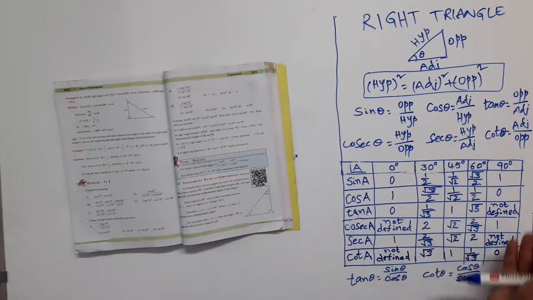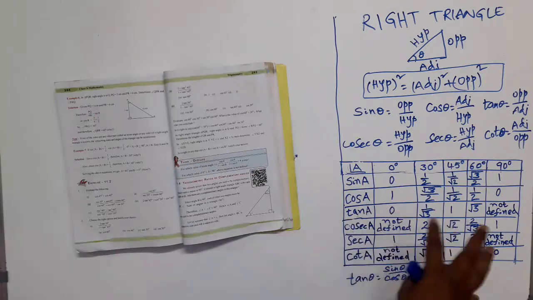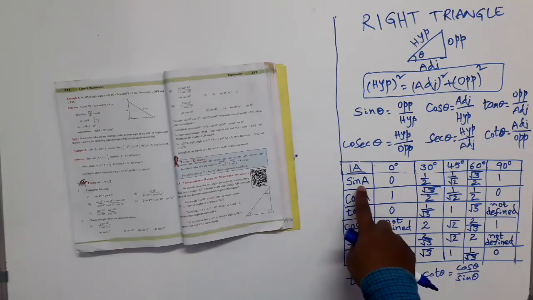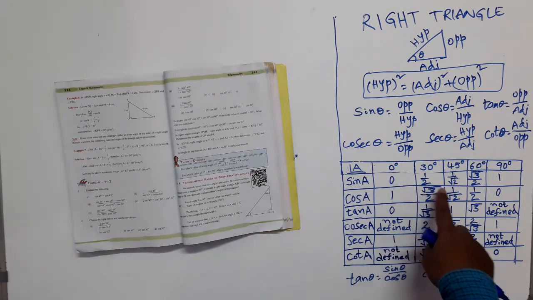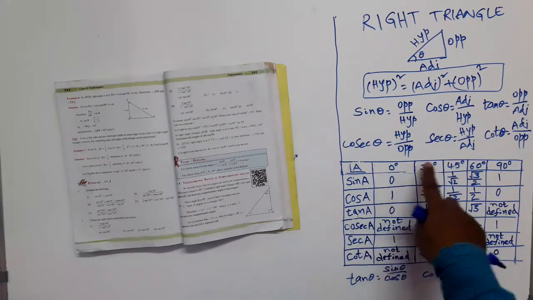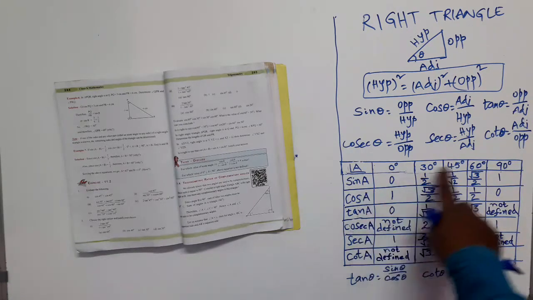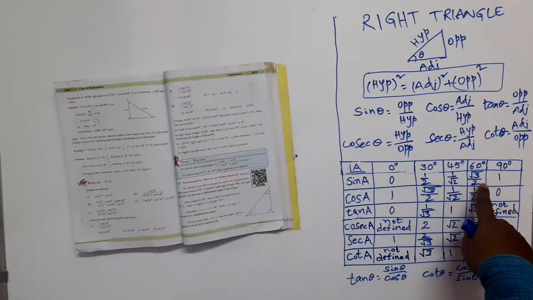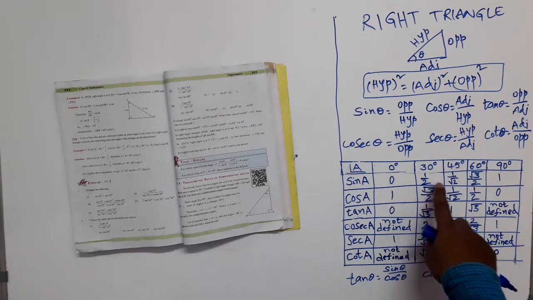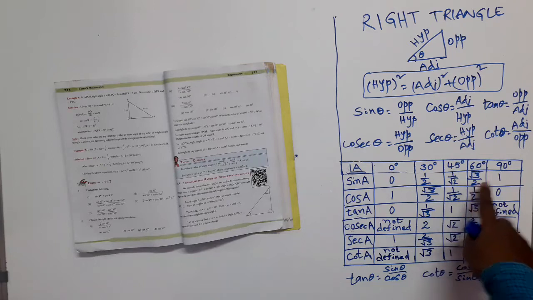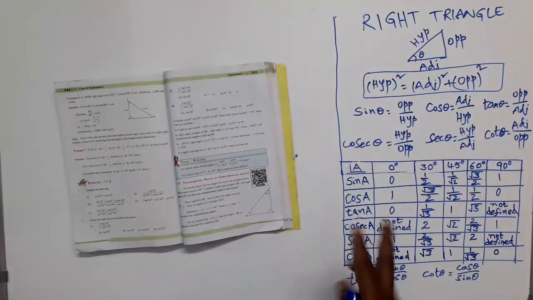You are supposed to know these values, of course. But remembering these values is not that difficult. You can observe one thing here. If you can remember these three values, sine 30 degrees is 1 by 2, 45 degrees is 1 by root 2, 60 degrees is root 3 by 2, you can write all these things. See how.